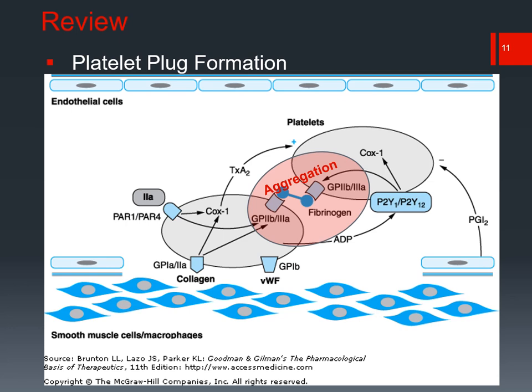Once they're both active, they're able to aggregate via their GP2B3A receptors. In this case, they're aggregating using fibrinogen. You can also recall that these platelets can aggregate using von Willebrand factor.